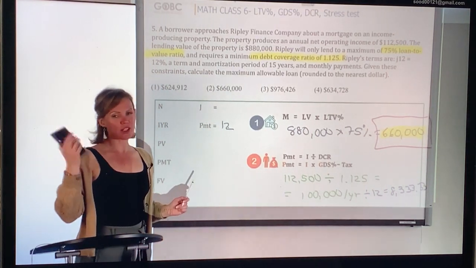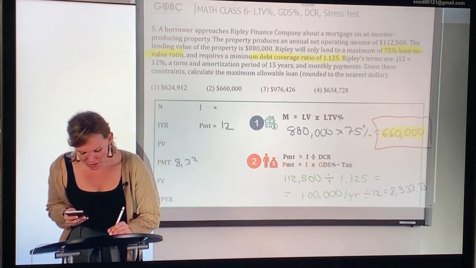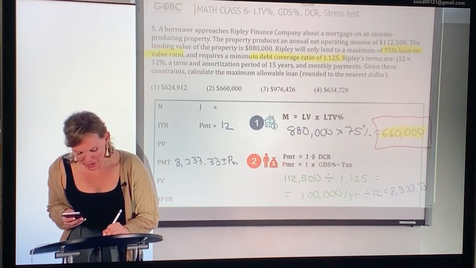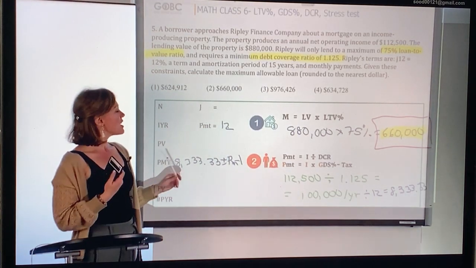What you do, it's up to you. You can increase it if you wanted to, but I would keep it as is. And that payment, I would just plug it in here. So 8,333.33. Okay, this is what I would do, right? So I would just keep it as is. I would just press plus/minus, and I would just press PMT, and I would just plug it in. That's it, okay?